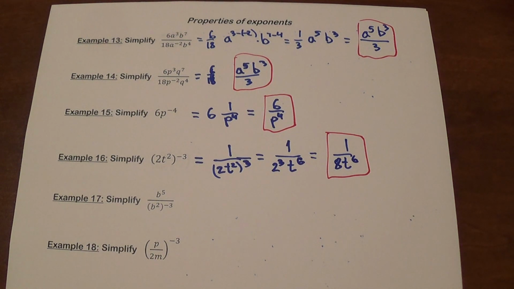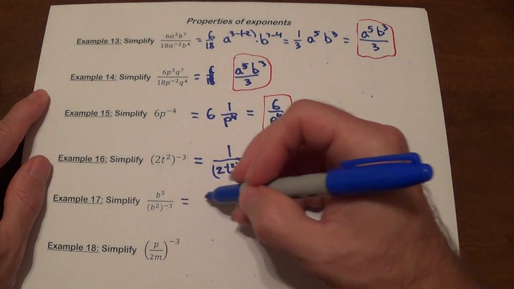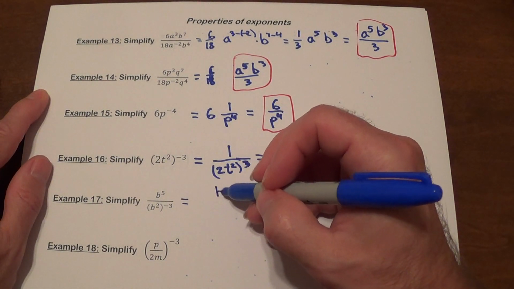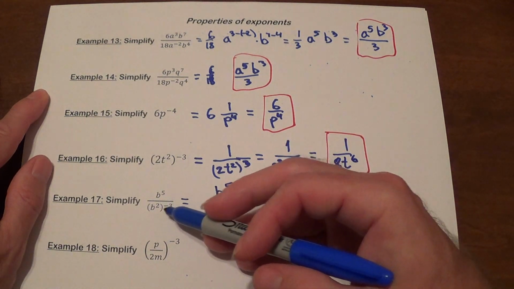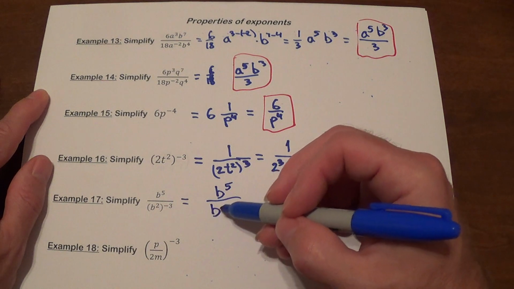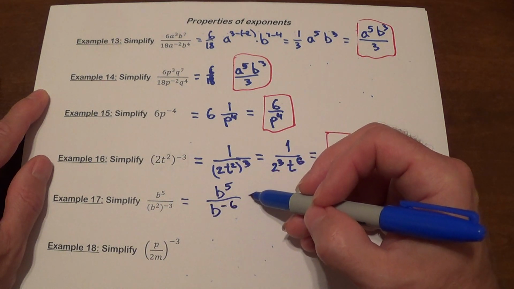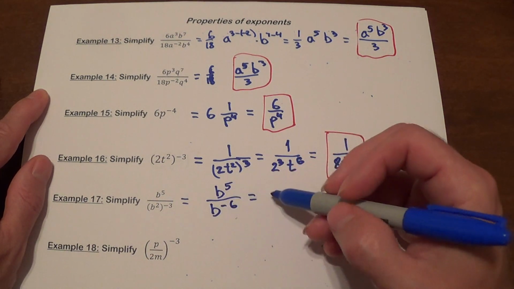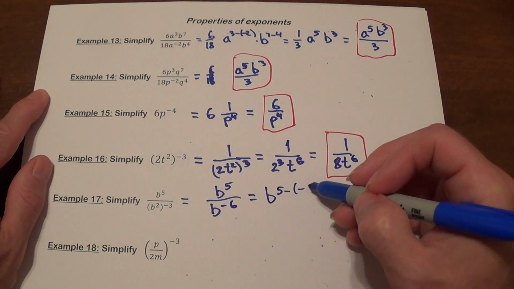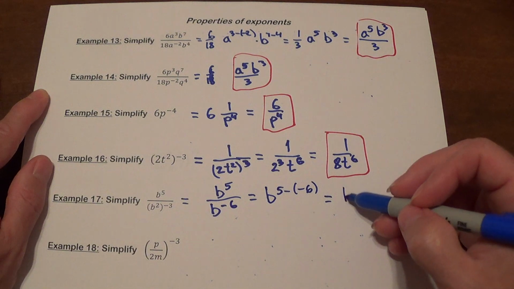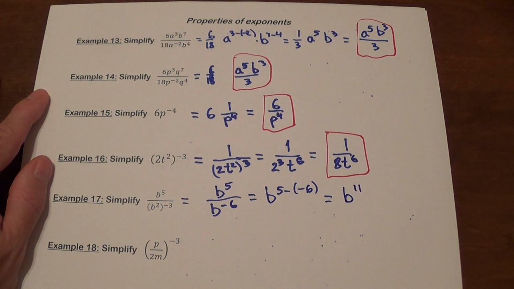Example 17. So we have a negative exponent on the bottom. What I would recommend when you do this problem, just write it as b to the fifth divided by, and here I know it's negative, but we can just multiply the exponent. So 2 times negative 3 is negative 6. And then you apply the property, when you have a quotient, you subtract the exponents. It's going to be b to the power of 5 minus negative 6, which is going to be b to the 11th power.